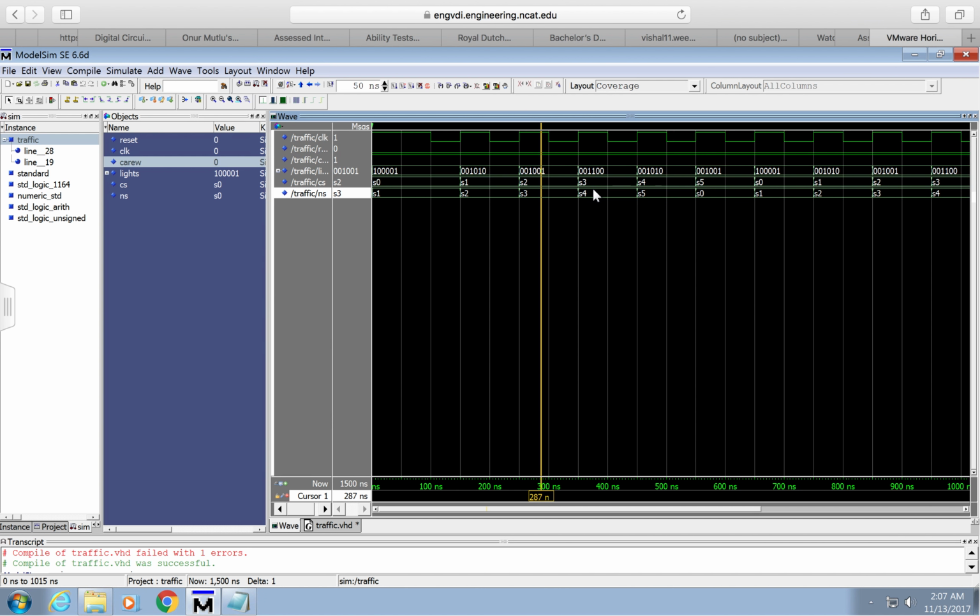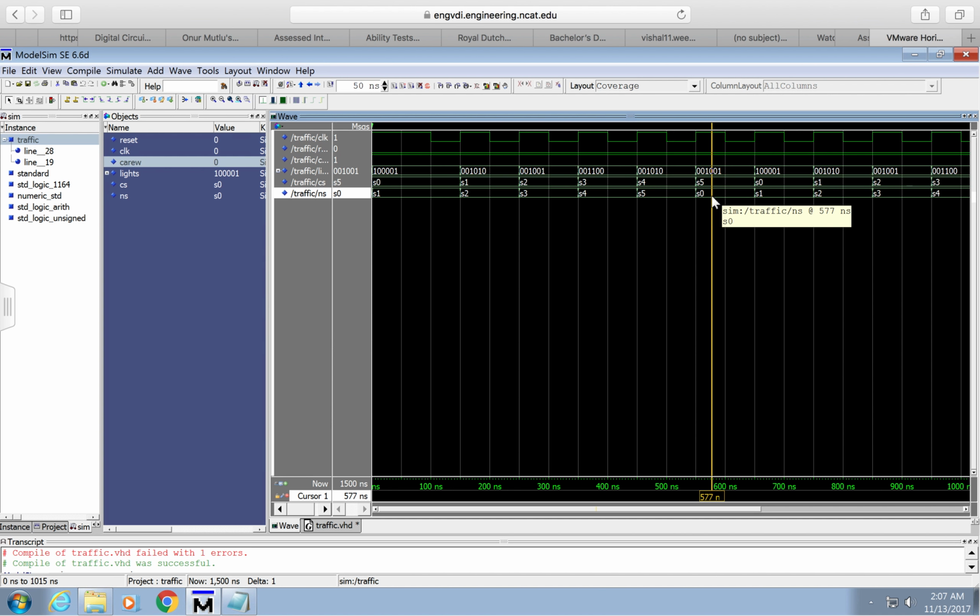Then it detects, and it's going to be green on one of the traffic lights, and that happens at the east and west. So it will be red on north and south and green for east and west. Then it goes to the next state, and that's where it remains red on north and south, then changes to yellow on the east and west.